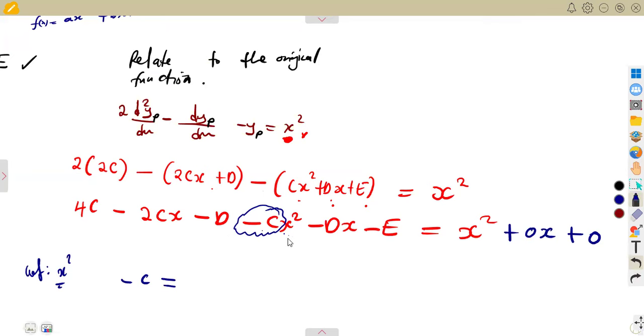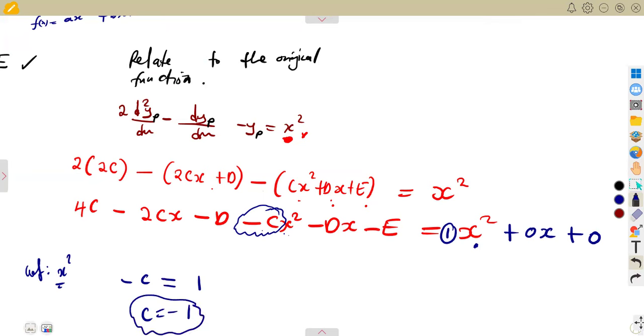It must be equal. Do we have anything else on the left-hand side with x squared? No, it's just this one. And on the right-hand side, the coefficient of x squared is 1. So minus c must be equal to 1. If we divide by minus 1, it means c is what? C is minus 1.